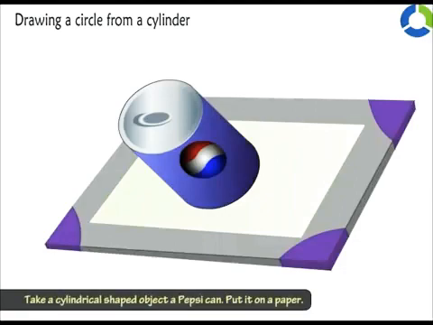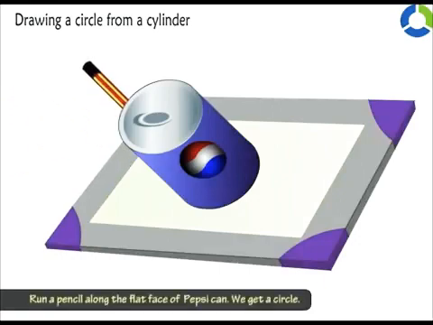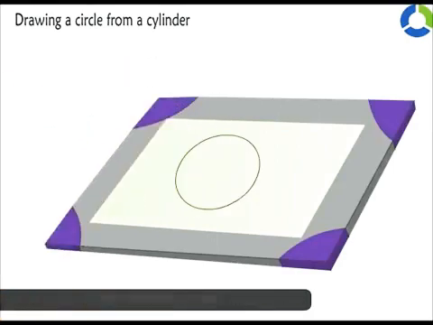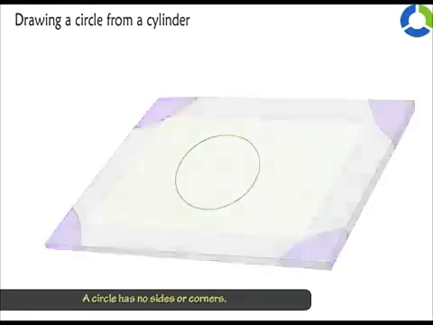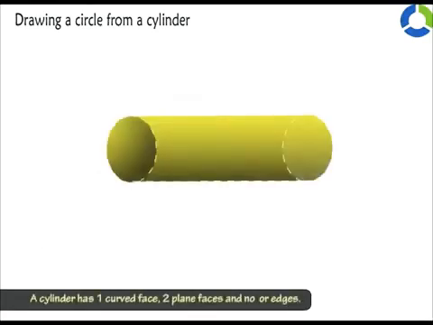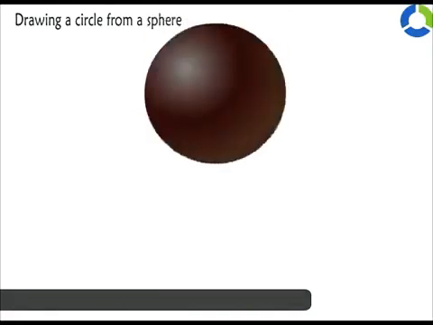Drawing a circle from a cylinder. Take a cylindrical shaped object like a Pepsi can. Put it on a paper. Run a pencil along the flat face of the Pepsi can. We get a circle. A circle has no sides or corners. A cylinder has one curved face, two plain faces, and no sides or edges.